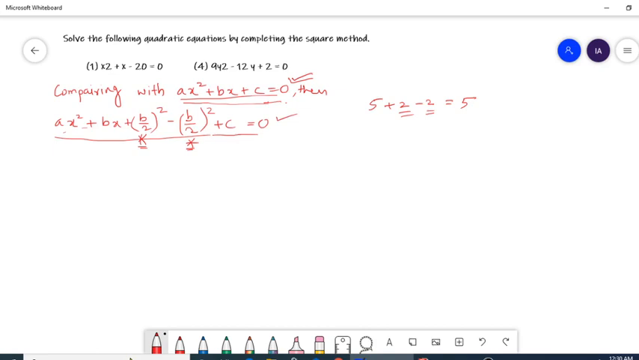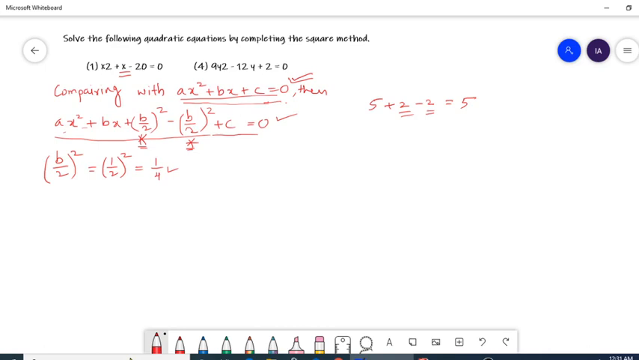But before that we need (b by 2) whole square. What is the value of (b by 2) whole square? So I'll find out (b by 2) whole square first. b, that is coefficient of second term. So here we have second term whose coefficient is 1. So I'll take (1 by 2) whole square. So (1 by 2) whole square will become 1 by 4. So this is (b by 2) whole square. Now I'm going to take this 1 by 4, and I'll add and subtract it in my original equation.